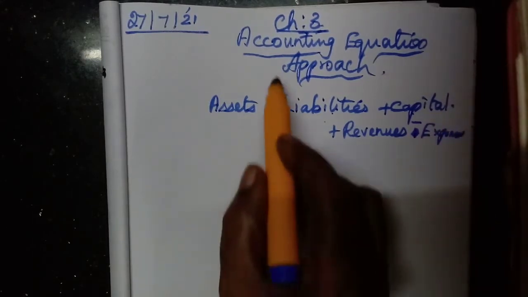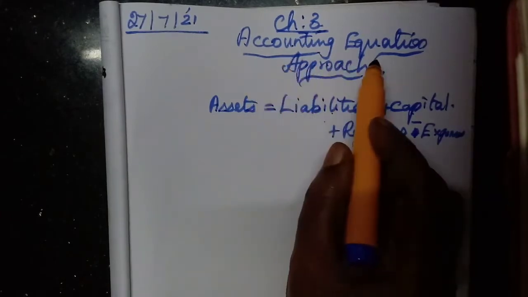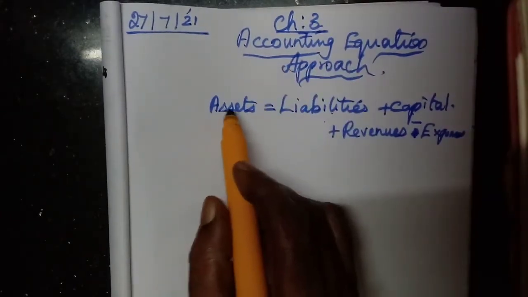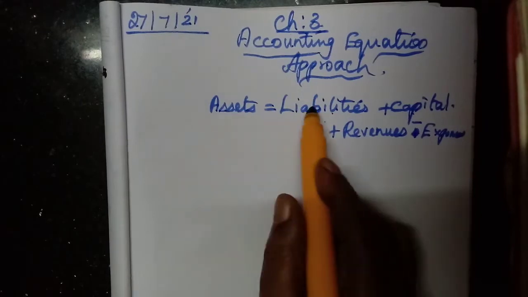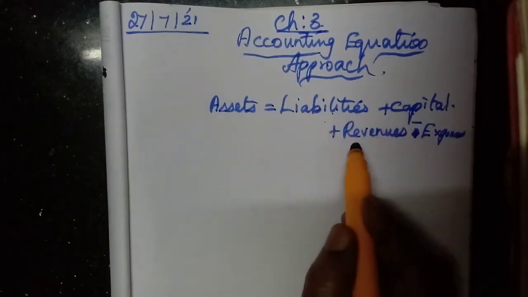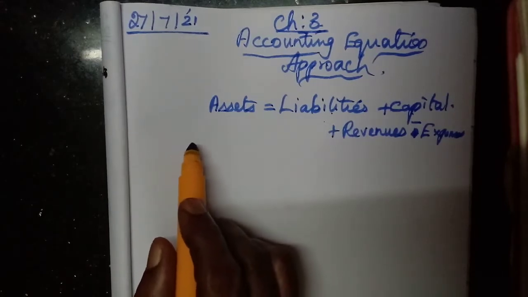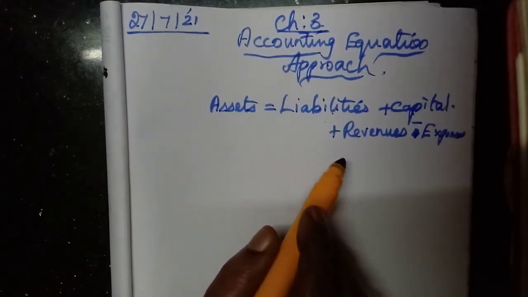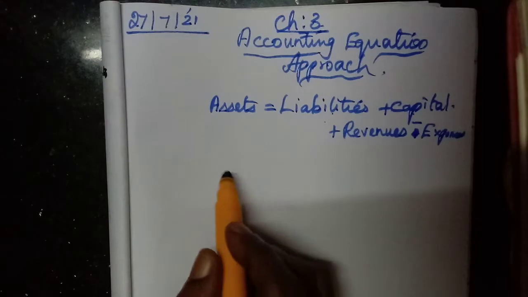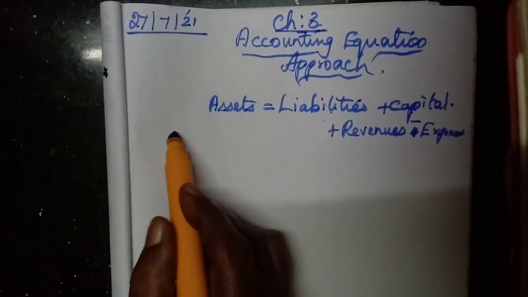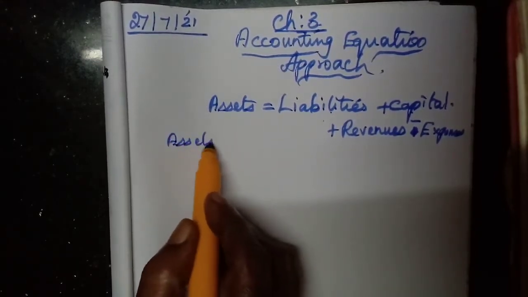Okay, so as per this accounting equation approach, there are 5 accounts: assets account, liabilities account, capital account, revenue account, and expenses account. We know what the assets are. Assets means all the fixed assets and current assets, isn't it? Assets account.